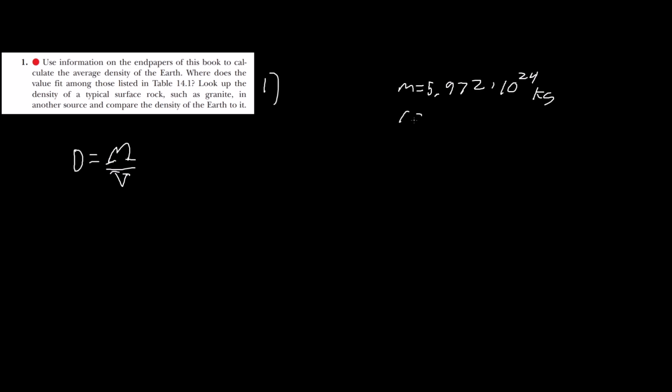And the radius of the Earth is 6,378 kilometers. So the volume is going to be 4/3 pi r cubed. Let's get the volume. I'm going to put this in my TI-84 calculator. Once you get your value, you should get 1.09 times 10 to the 24.